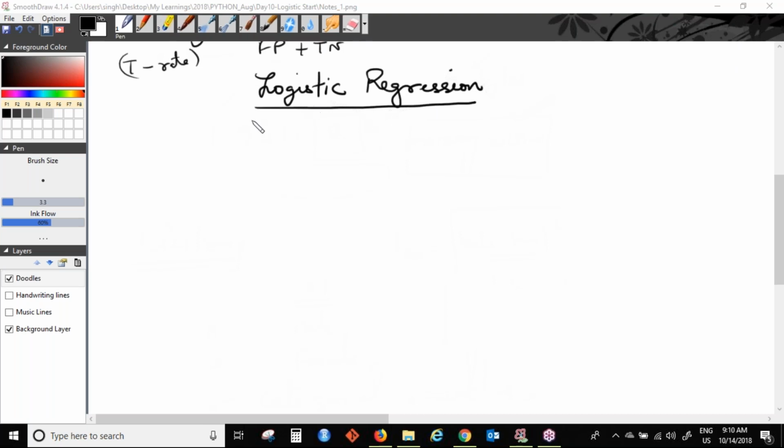Okay, so it's called logistic regression. So first let us look at the name. Look at the word regression here. Why do we have the word regression? We have the word regression because the idea in logistic regression is stolen from linear regression, and that is why it is called logistic regression.